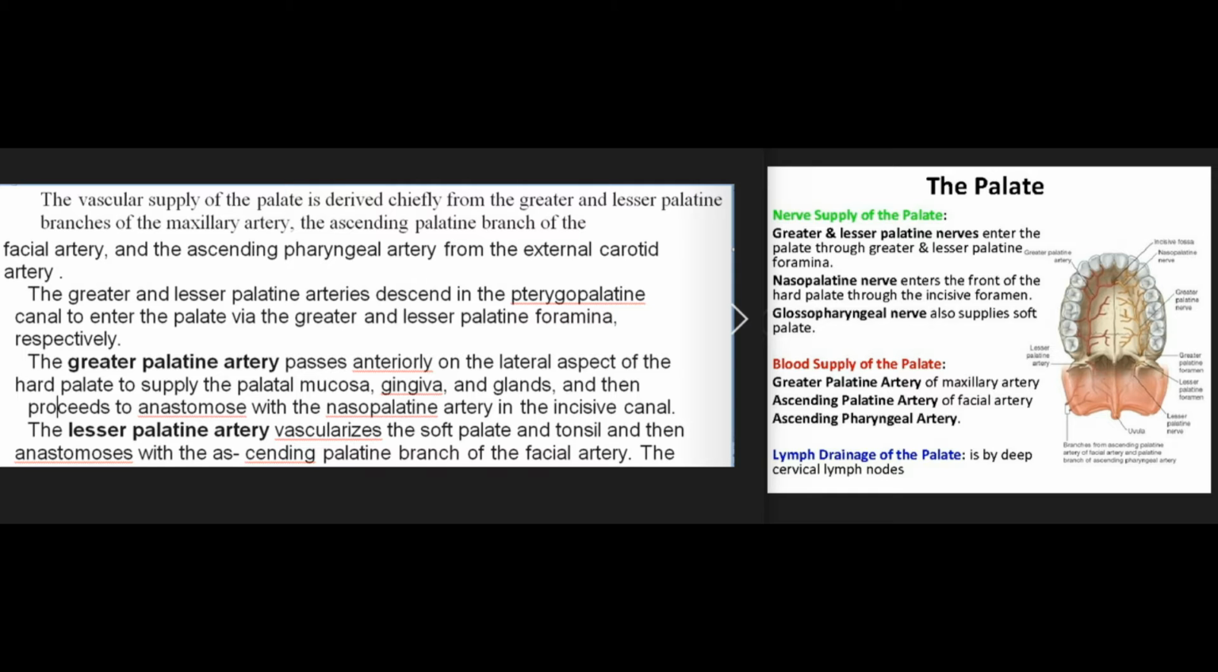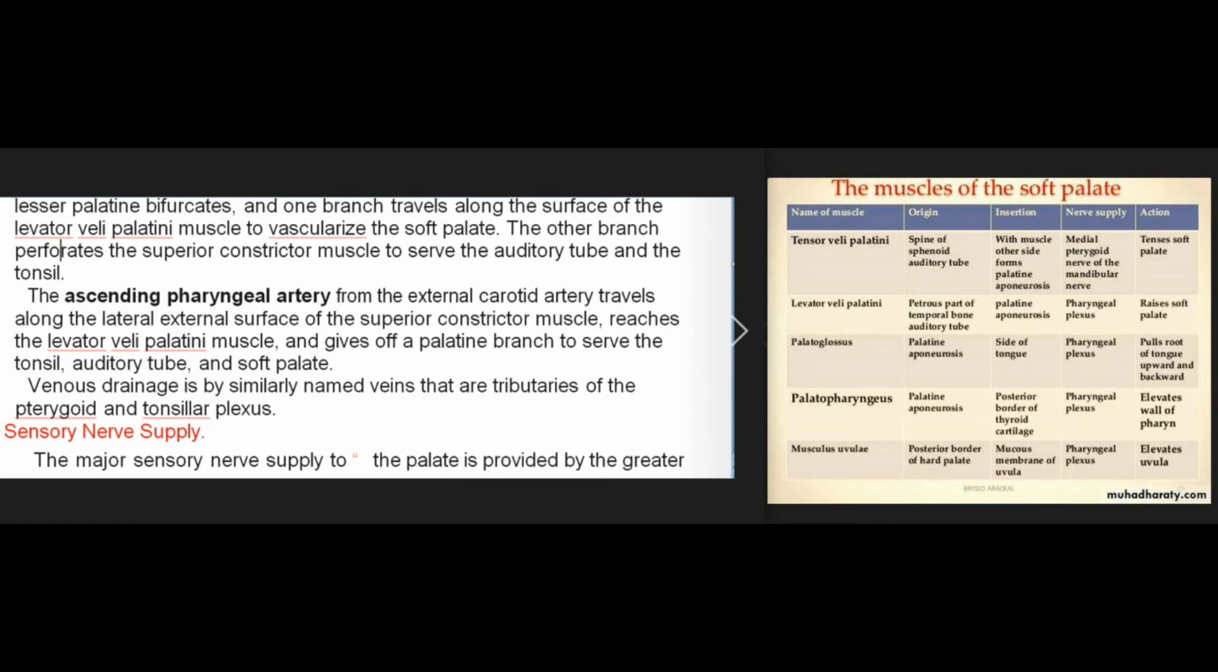The lesser palatine artery vascularizes the soft palate and tonsil and then anastomoses with the ascending palatine branch of the facial artery. The lesser palatine bifurcates, and one branch travels along the surface of the levator veli palatini muscle to vascularize the soft palate. The other branch perforates the superior constrictor muscle to serve the auditory tube and the tonsil.